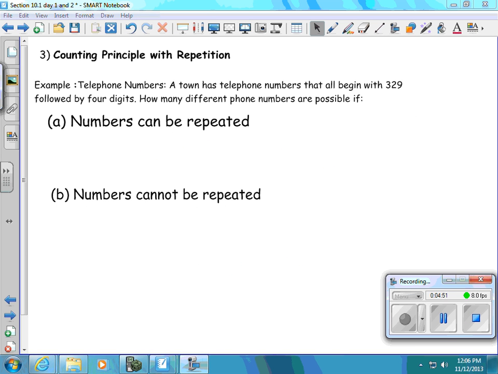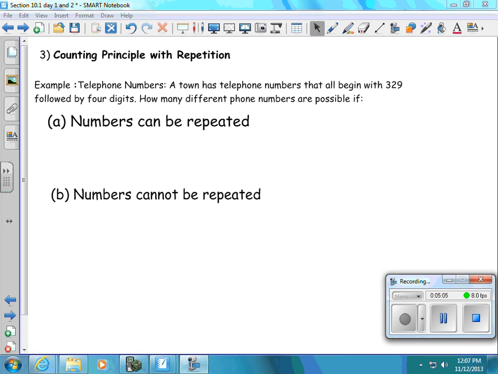Okay, telephone numbers. The telephone numbers all begin with a 329 followed by 4 digits. How many different phone numbers are possible if numbers can be repeated and if numbers cannot be repeated? Okay, so let's look at that.